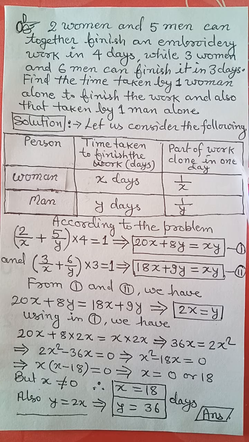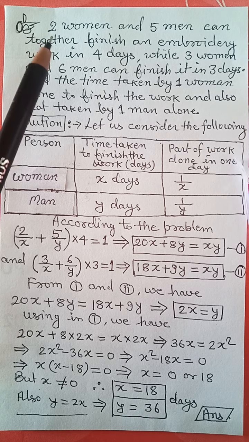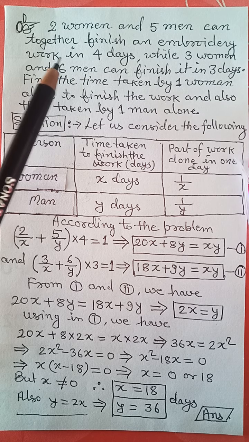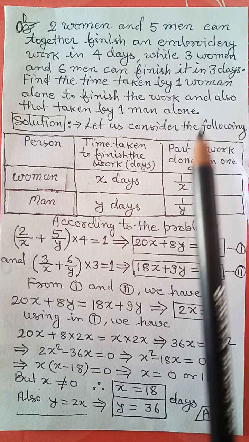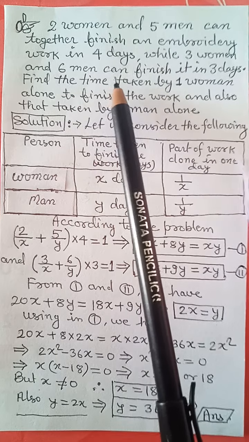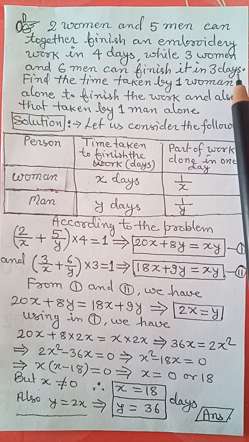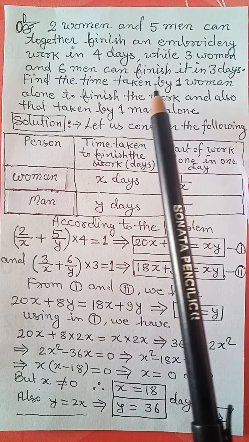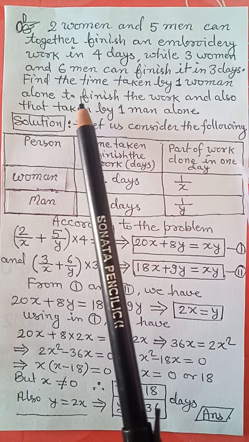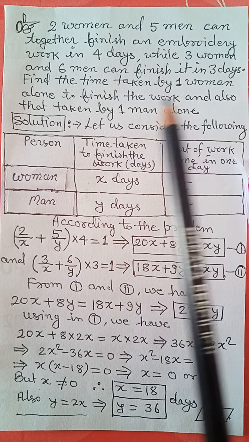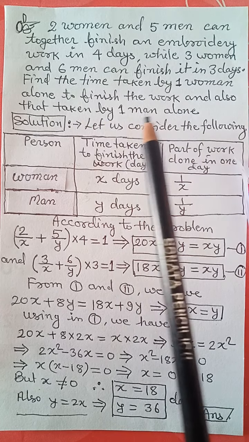Hello students, in this video we are going to look at a word problem of NCERT textbook on linear equations. The problem is: two women and five men can together finish an embroidery work in 4 days, while three women and six men can finish it in 3 days. Find the time taken by one woman alone to finish the work and also that taken by one man alone.